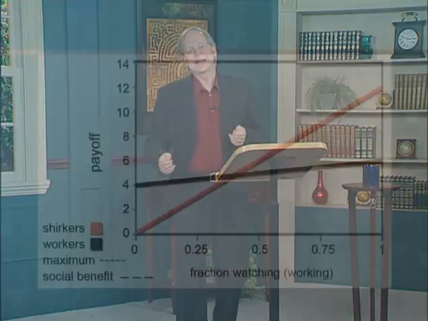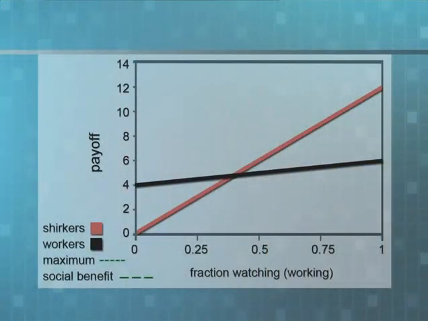The picture might look like this. Okay, what's going on here? Well, start on the left side of the graph where there are no watchers. If I become a watcher, I can keep my eye on the area near my home, which helps me quite a bit. Payoff 4. A shirker puts in no effort but gets almost no benefit. So workers do better than shirkers.